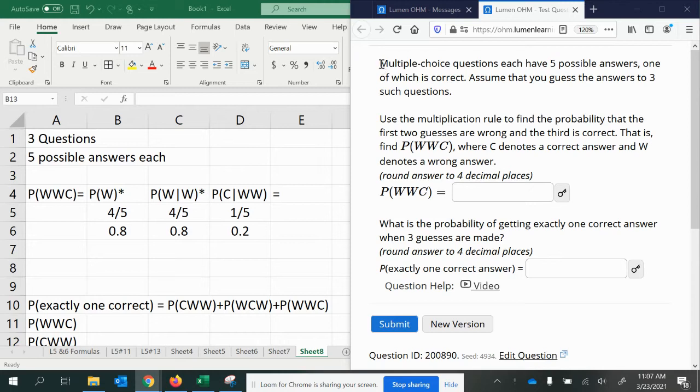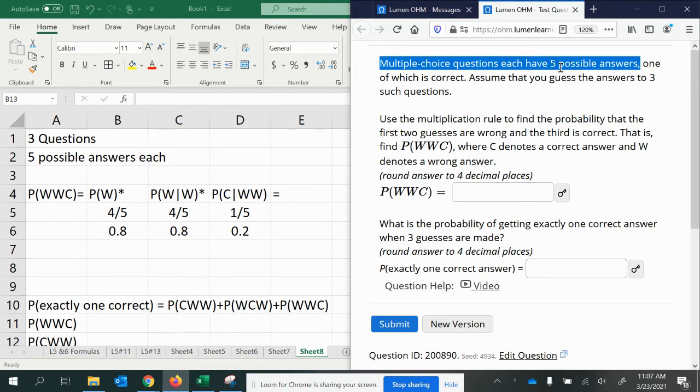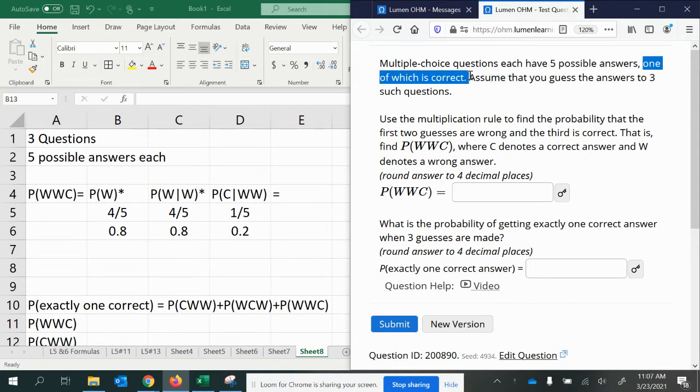We're going to answer this question for multiple choice questions with 5 possible answers each. When you're doing your version of this question, just make sure that you notice how many possible answers you have. This could be different depending on the iteration of your problem. But mine says 5 possible answers. Of course, only one answer is going to be correct.